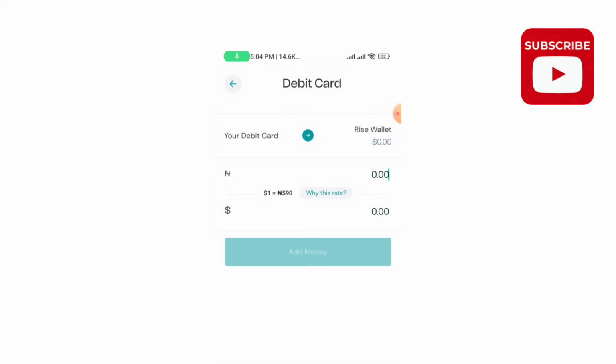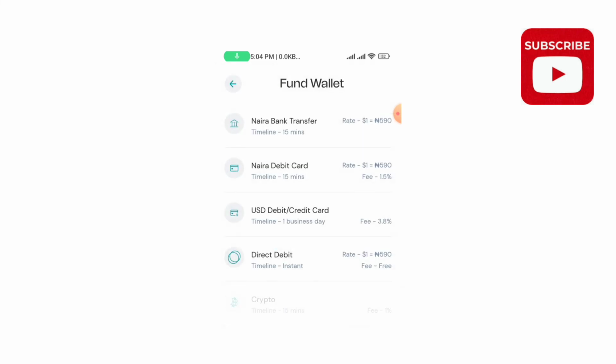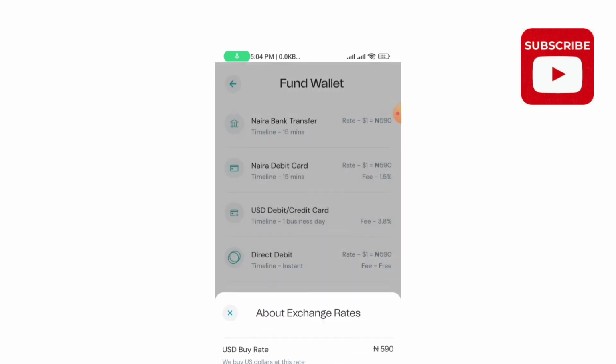So if you want to use a Naira card, you accept and continue. You see the charge, then you put your debit card. I do not use this. I've never even used this. I'm not sure I know how to use it safely. Then if you are a crypto person and you want to convert your crypto, it is not available in our country. I've never used it. I usually use my Naira bank transfer and it works for me.